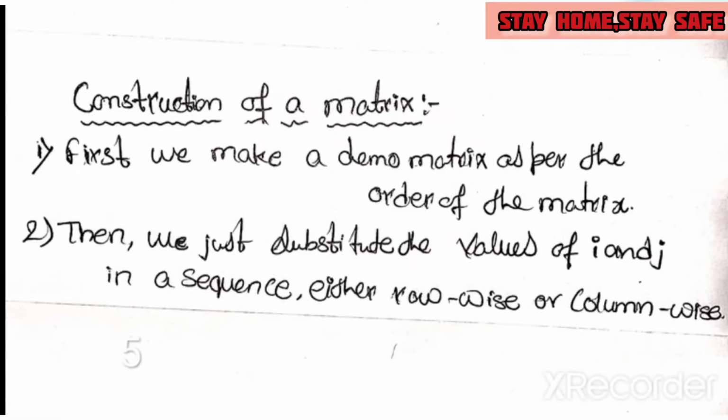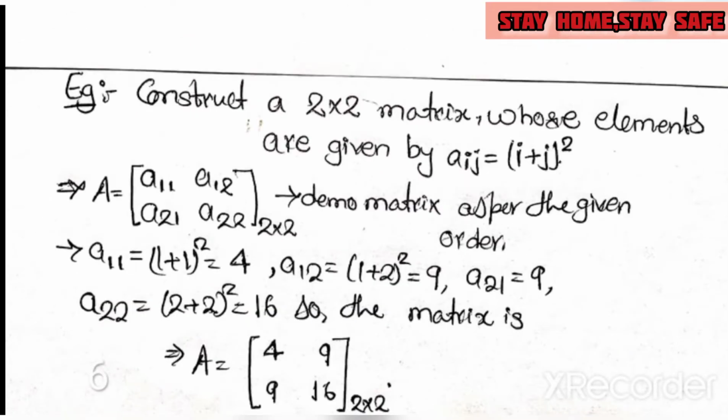Next in the queue, we have construction of a matrix. Mind you, my friends, construction of a matrix. Here we will learn how a matrix is constructed or how a matrix is formed. In the first step, we make a demo matrix as per the order of the matrix. You must be wondering what a demo matrix is. Let me tell you clearly that a demo matrix is a matrix having no elements, but it signifies the elements of the matrix.